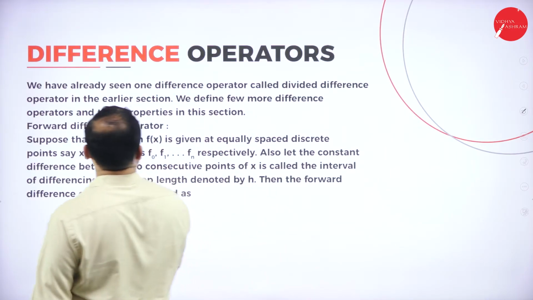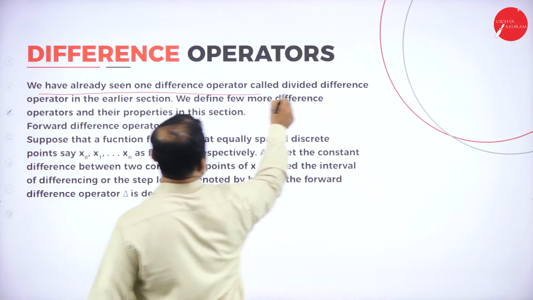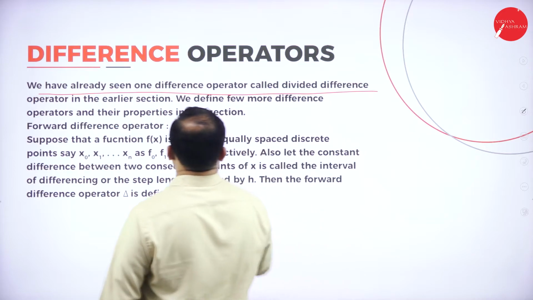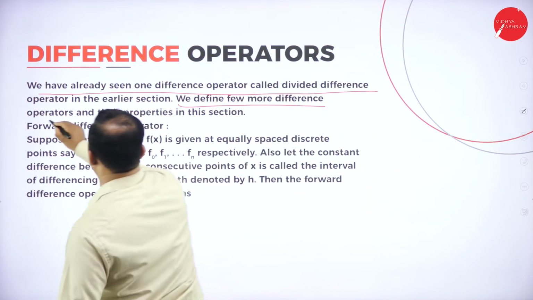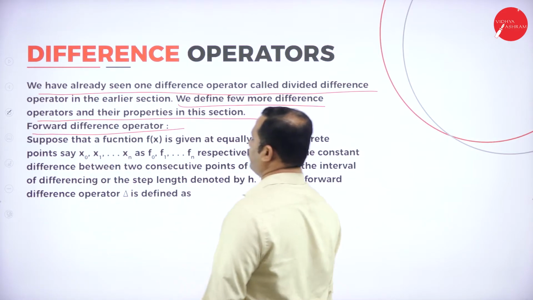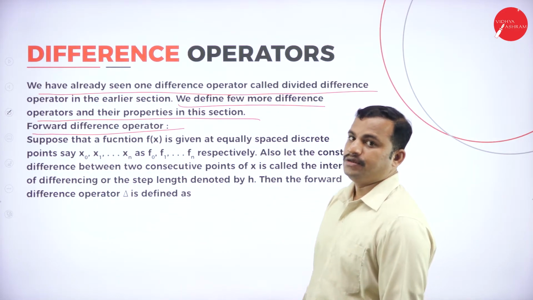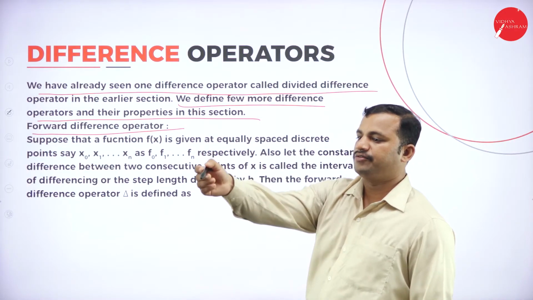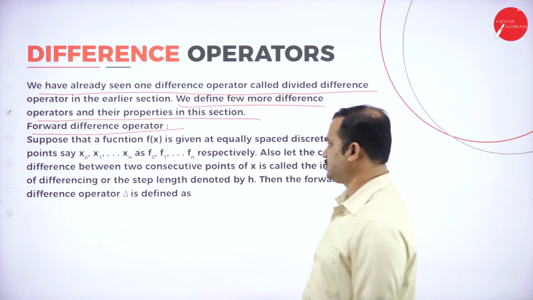So we have the difference operators like this. We have already seen a difference operator called the divided difference operator. We define a few more difference operators and their properties in this section. That is the forward difference operator. What is the meaning of forward difference operator? The forward difference operator means x1, x2. What is the difference between the present and the next?